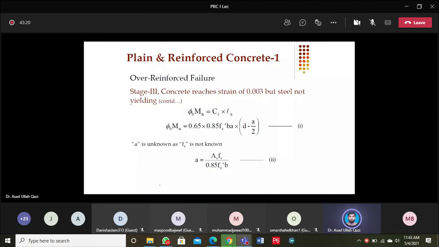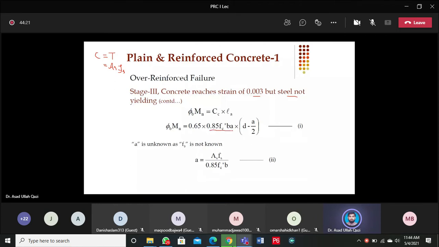Now if I have this behavior of cross section, that concrete approaches its failure strain but steel is not yielding, and I want to determine the capacity of that cross section, again I have the option that I will be calling compression force into lever arm or tension force into lever arm, because equilibrium means C is equal to T. But now in this case, T is not AsFy, T is AsFs, because the steel is not yielding, and C is 0.85 fc prime b into a.